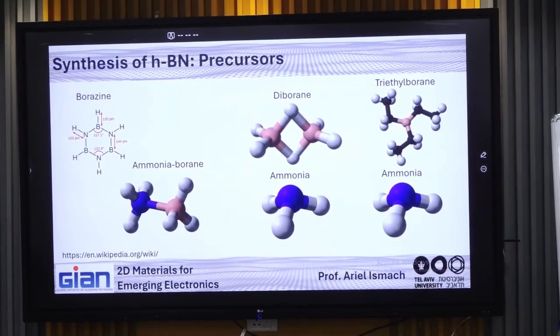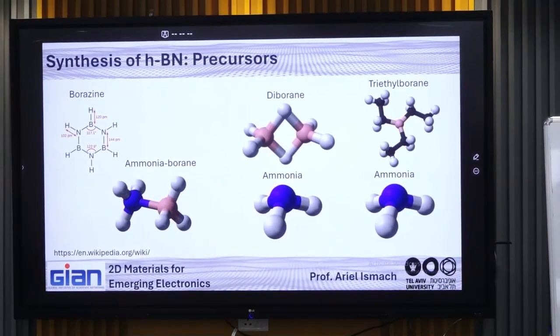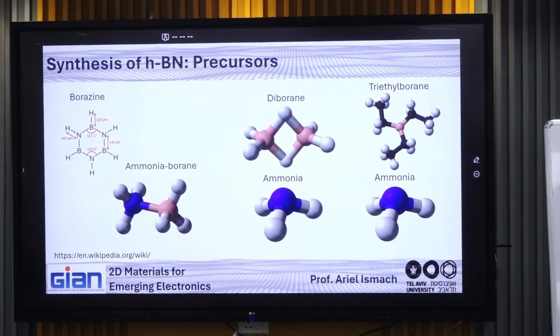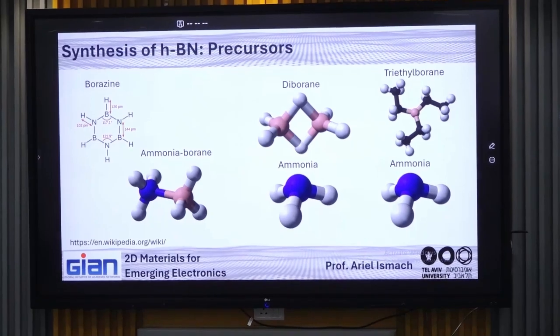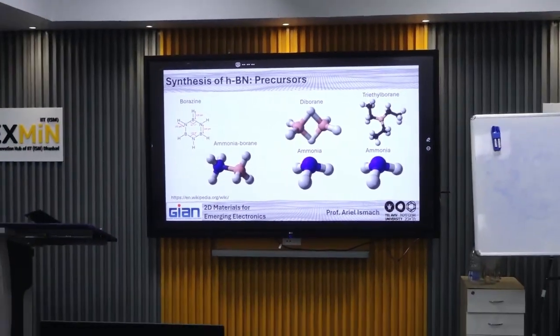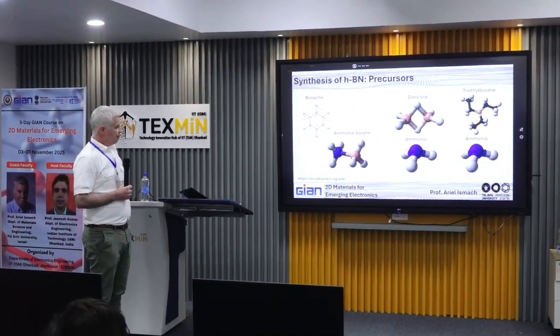So the first one, which might be one of the best, is borazine. Borazine is a molecule similar to benzene, but in the case of BN groups. And it has a one-to-one ratio of boron and nitrogen. So this is one option that was heavily investigated.